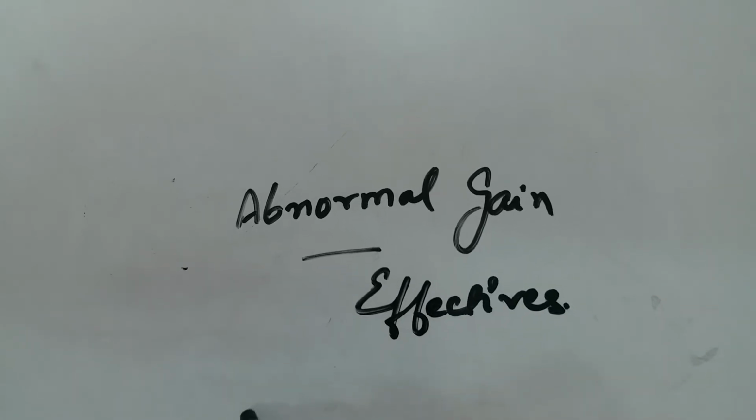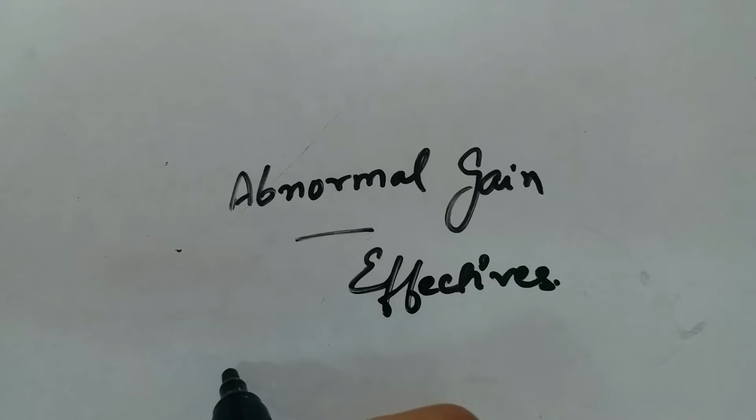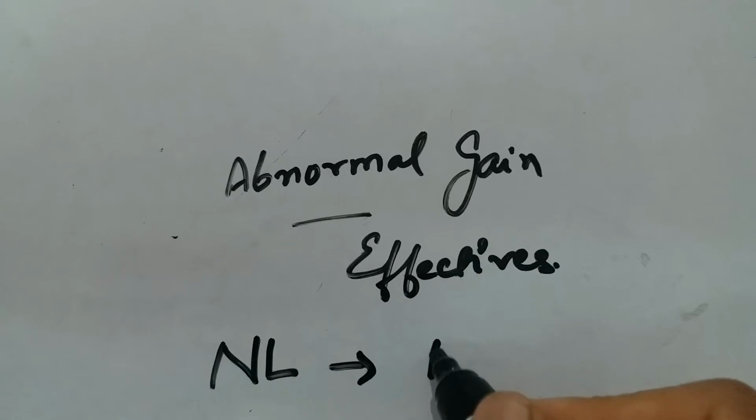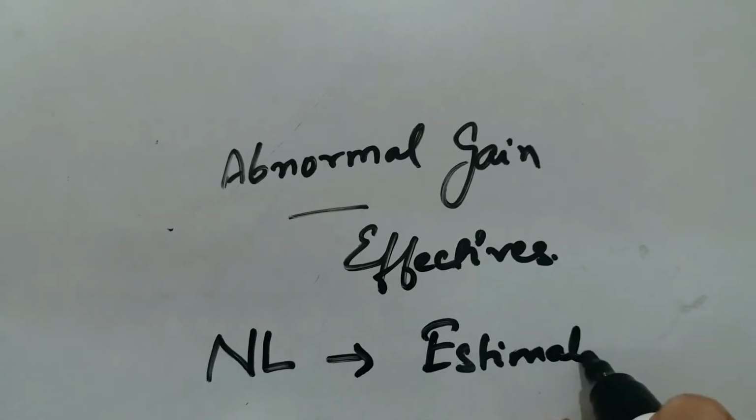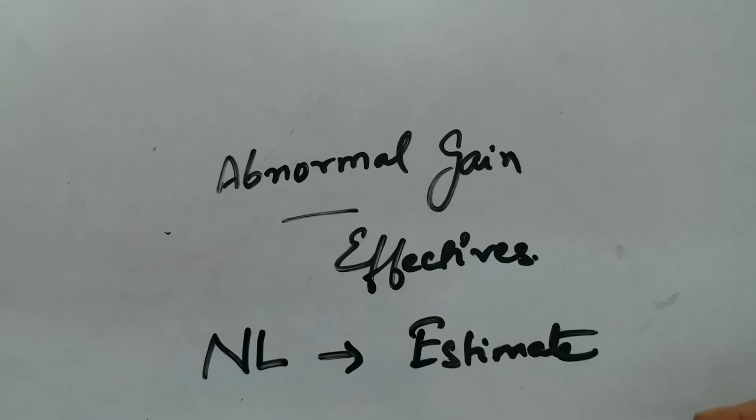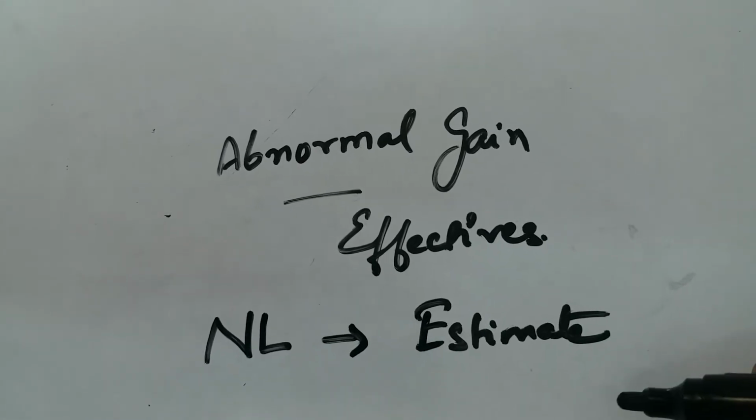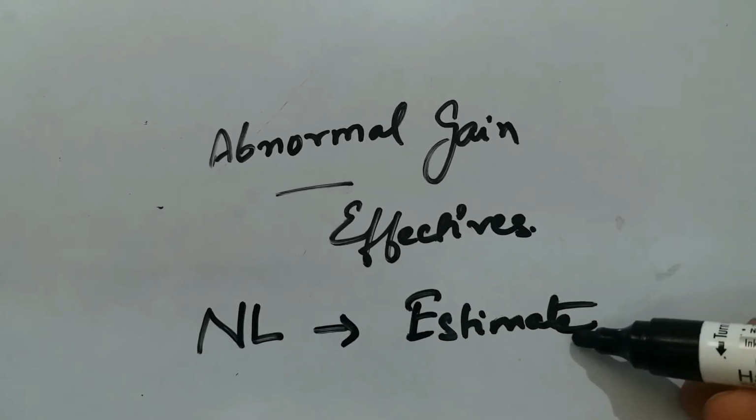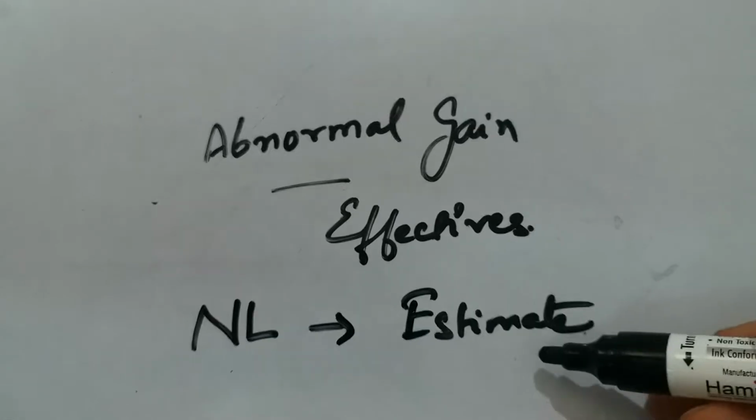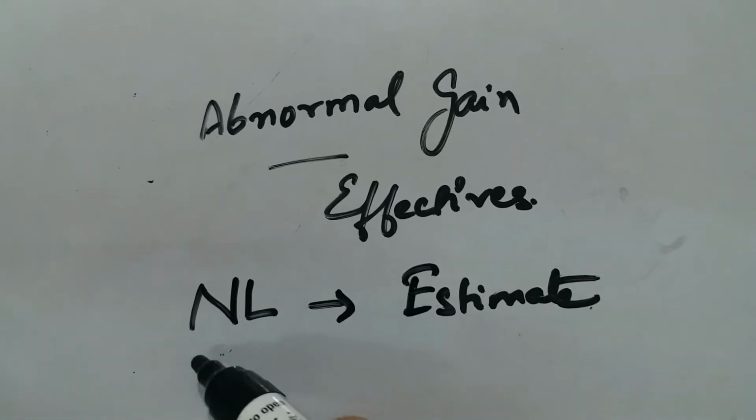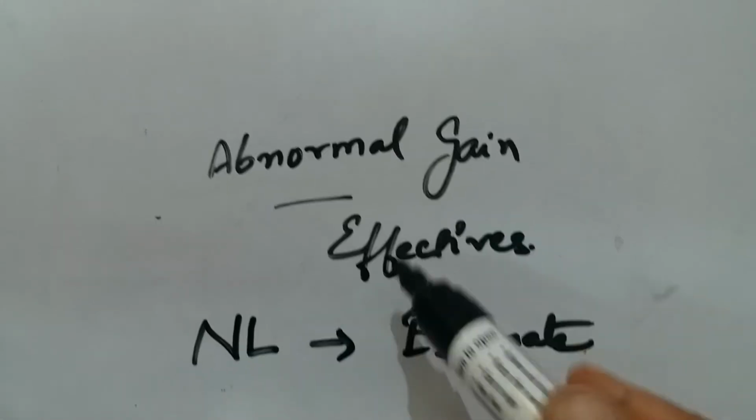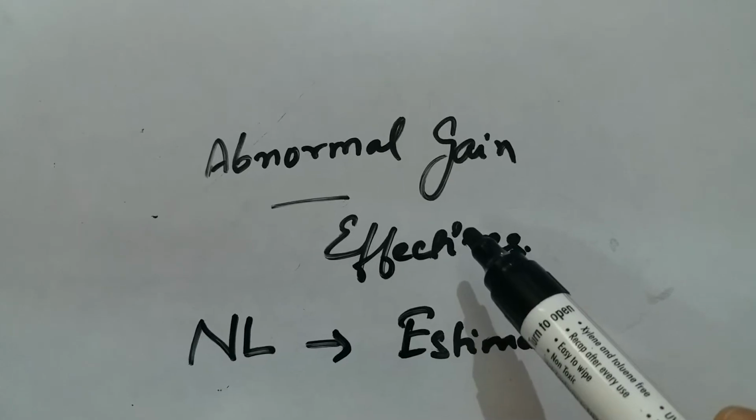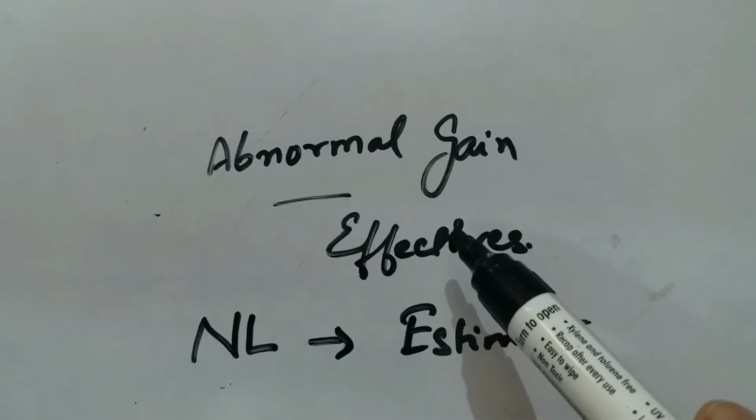Remember that we had done in our previous video lecture that normal loss is an estimate. We estimate normal loss, how much it is going to be, on the basis of our previous experience, whatever normal loss would occur in normal circumstances, in normal conditions. But when the normal loss actually is slightly less than what we estimate, then we have an abnormal gain or abnormal effectives. That is, the result is abnormal gain.